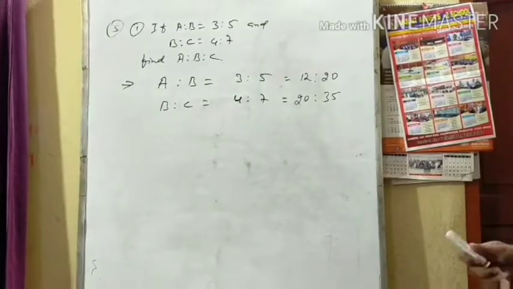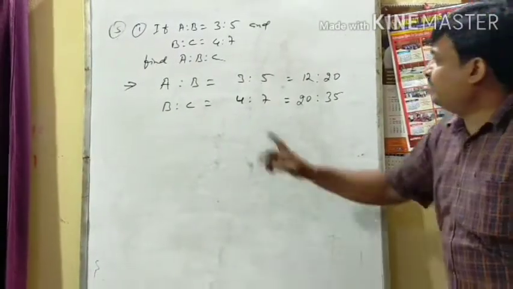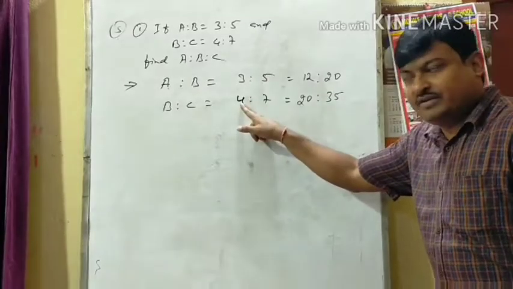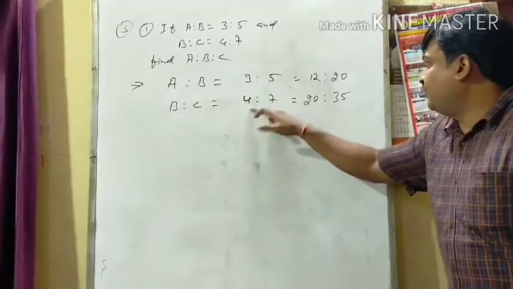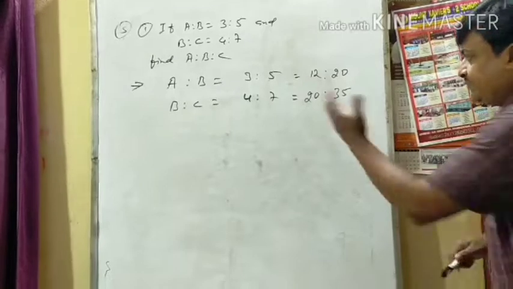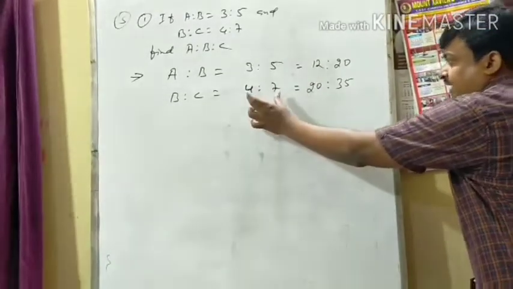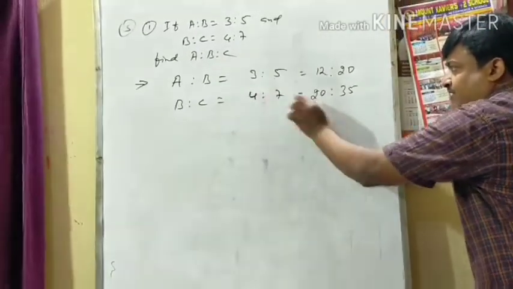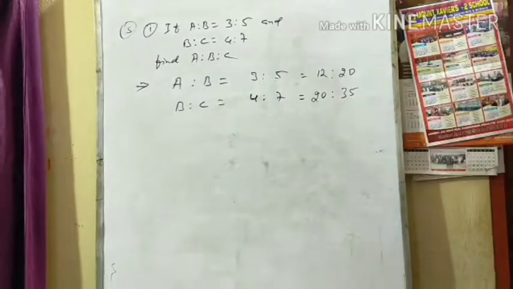Student, once again, first of all, we will multiply these two quantities by 4. That is 4 3s are 12, 4 5s are 20. And for this term, we will multiply both terms by 5. 5 4s are 20, 5 7s are 35.